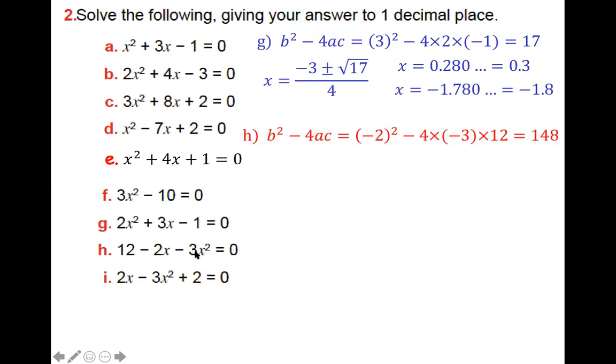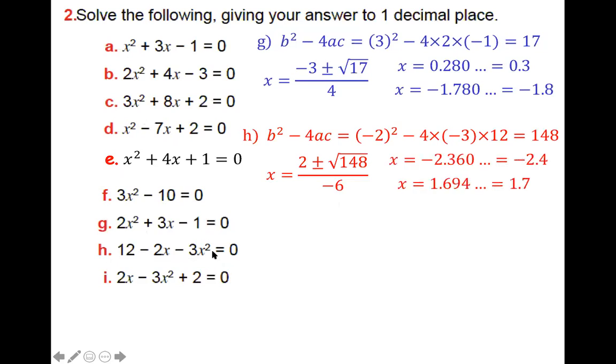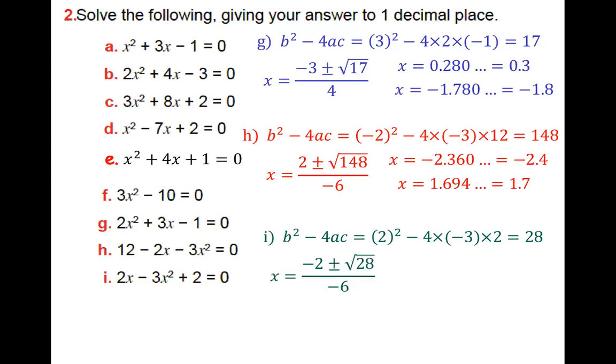That's probably why they've put it that way. And B is -2, A is -3, and C is 12. And then you do it properly and you get your answers. So rearranging it is important. The same for I here. You need to rearrange them, with your B being 2, plus or minus root 28, and then you just give your answer.